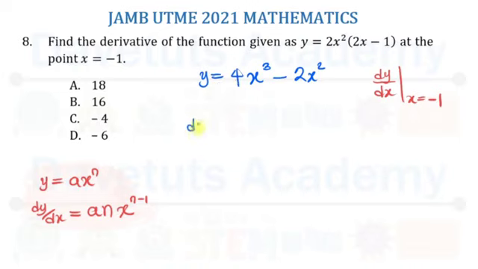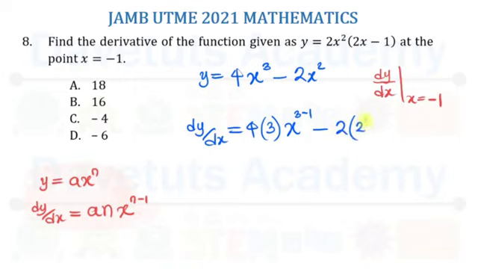We can say dy/dx, first normally, our constant is 4, the power is 3, so we are multiplying that 3 with 4, then we reduce the power by 1, 3 minus 1, okay? Then we do the same thing for the second term, minus 2. The power is 2, we bring it down, then we reduce the power by 1. So this is nothing but 4 times 3 is 12. We have x squared, because 3 minus 1 is 2. Minus 2 times 2 is 4. We have x, because 2 minus 1 is 1.